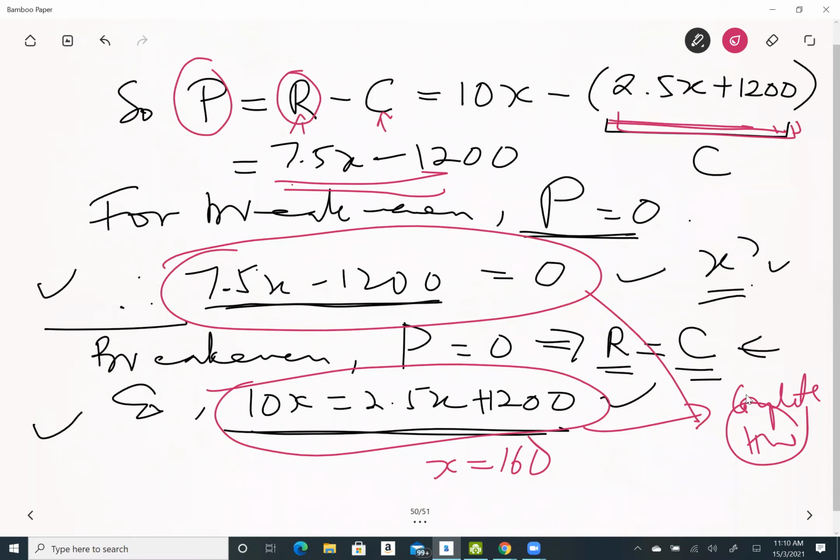Can? Okay, sir. Okay, thank you. Good. So we put back into the revenue, put back into the cost.